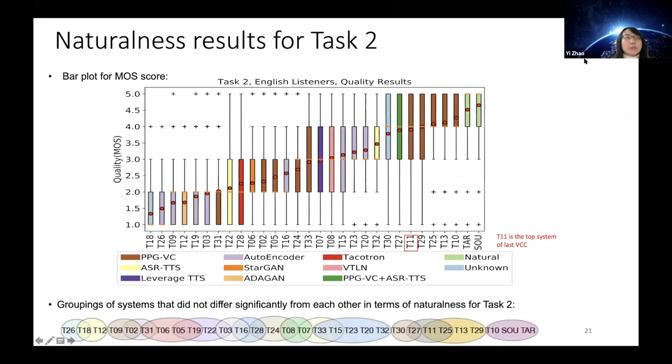This is the naturalness plot for the second task. We can see that most of the best performing systems used PPG, like Team 10, 13, and 25.